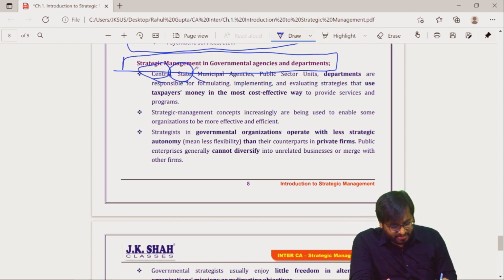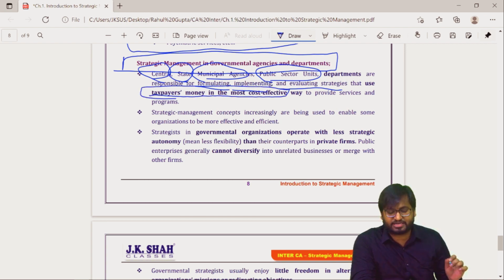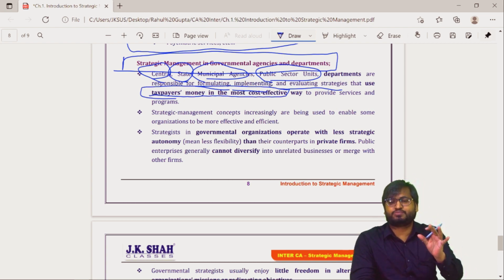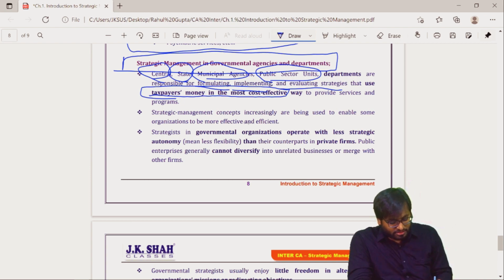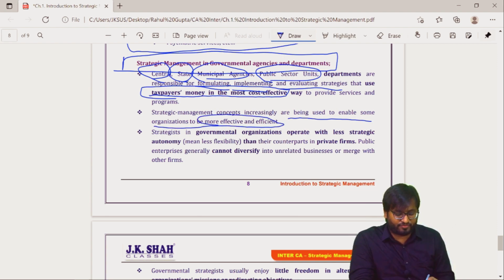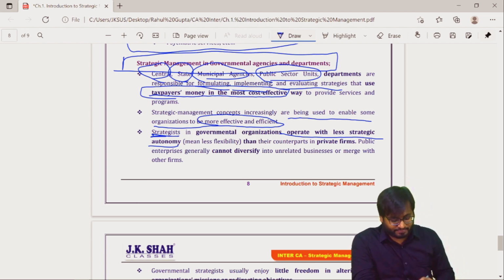Central government, state government, municipal authorities, public sector undertakings or departments are responsible for formulating, implementing and evaluating the strategies that use taxpayers' money in the most cost-effective way. You should use the taxpayers' money in a very judicious manner. Concepts are increasingly being used to enable some organizations to be more effective and efficient. The strategists operate in a less strategic autonomy. Autonomy means freedom, flexibility. They don't have much freedom. They cannot diversify into unrelated business.